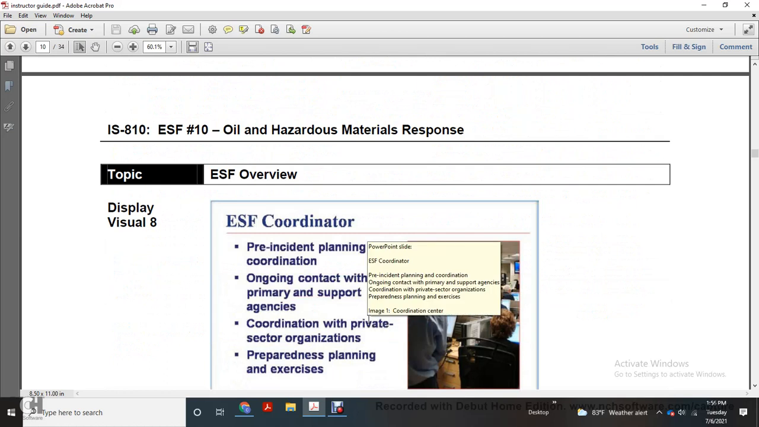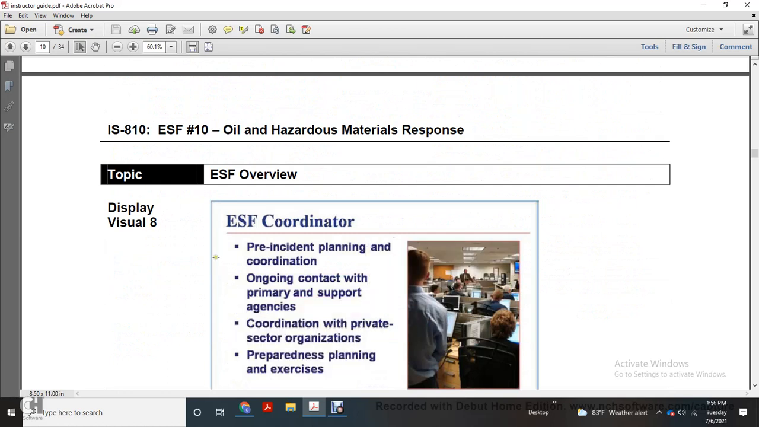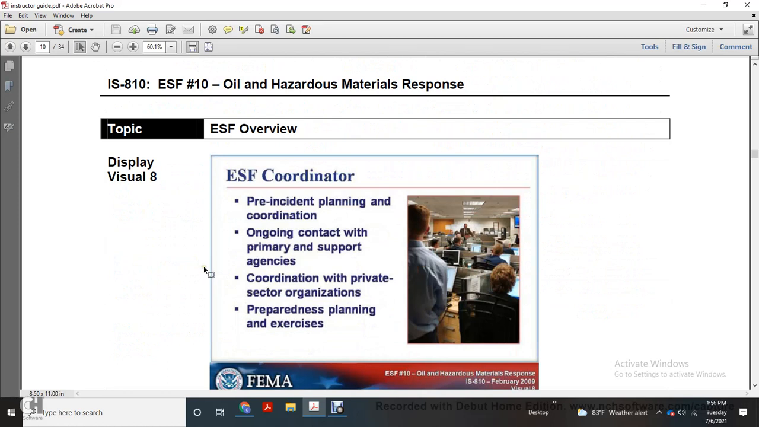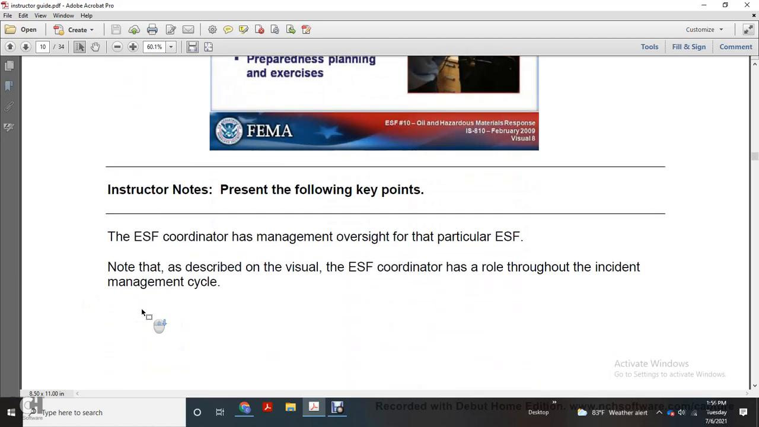Display number 8, emergency support function coordinator: pre-incident planning and coordination, ongoing contact with primary and support agencies, and coordinating with private sector organizations for planning and exercises. The instructor's note presents the following key points. The emergency support function coordinator has management oversight of a particular emergency support function. Note that, as the visual describes, the coordinator has a role throughout the incident management cycle.